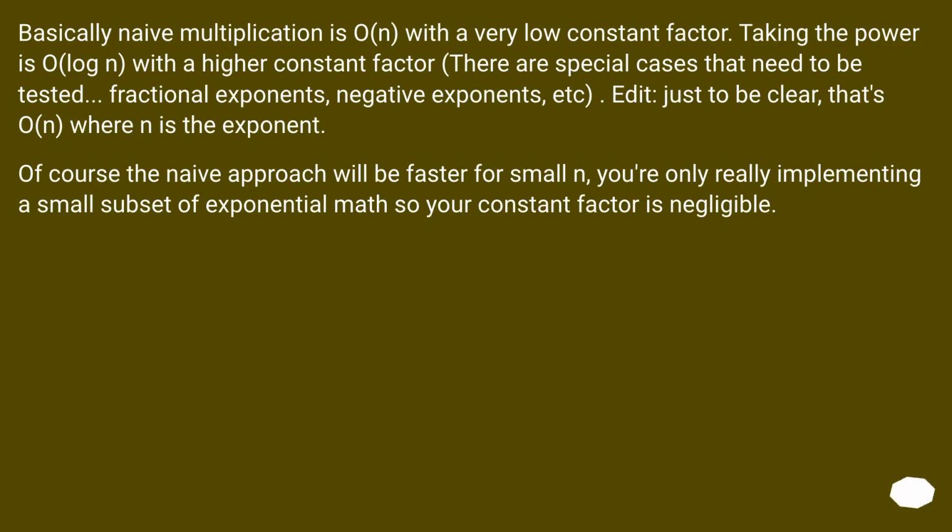Basically, naive multiplication is O(n) with a very low constant factor. Taking the power is O(log n), with a higher constant factor. There are special cases that need to be tested: fractional exponents, negative exponents, etc. Edit. Just to be clear, that's O(n) where n is the exponent. Of course, the naive approach will be faster for small n. You're only really implementing a small subset of exponential math, so your constant factor is negligible.